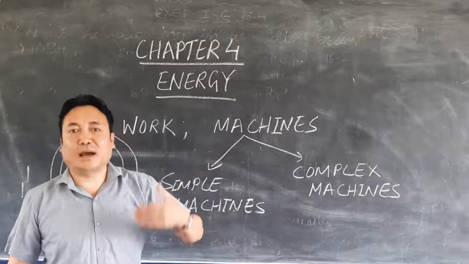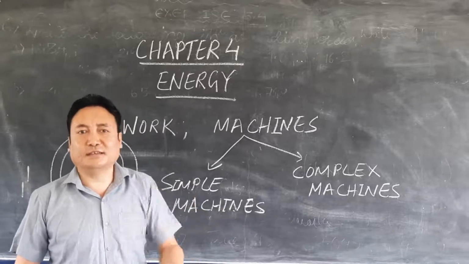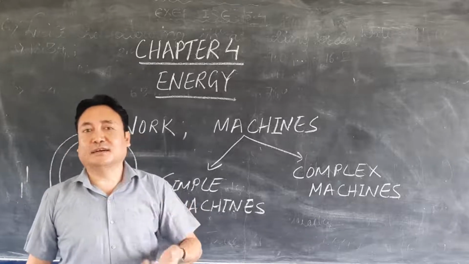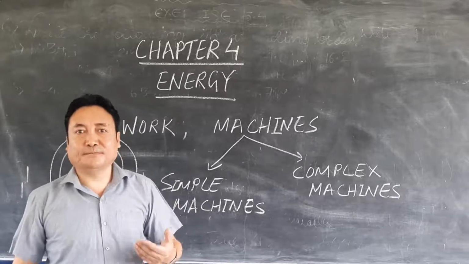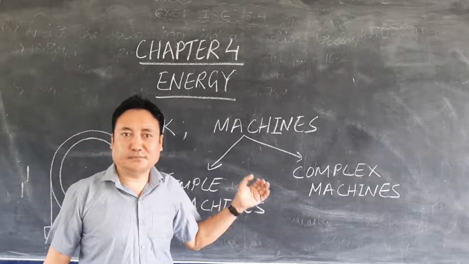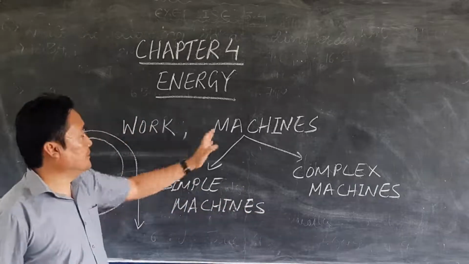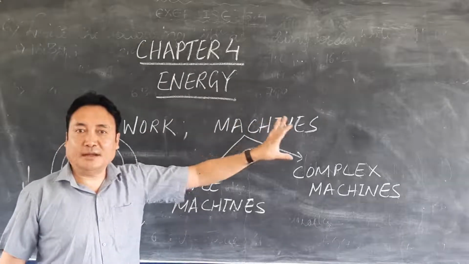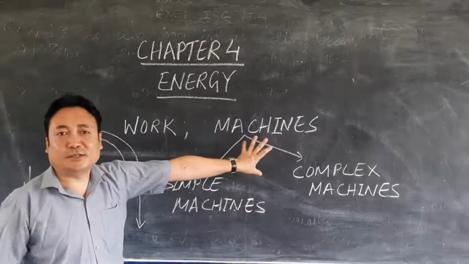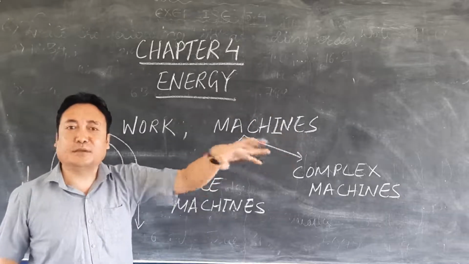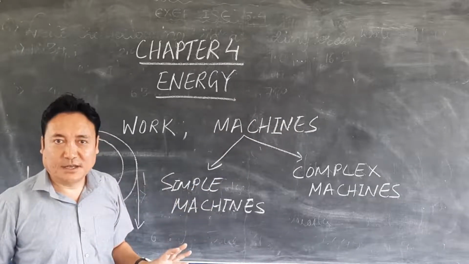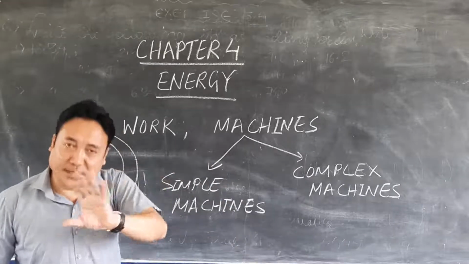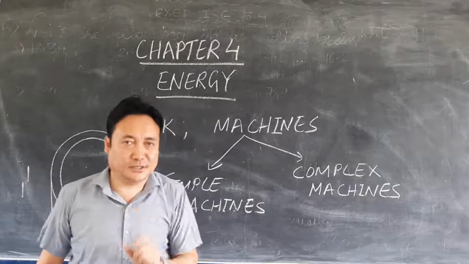Complex machines are bicycles, tractors, vehicles, and even electronic devices like refrigerator, television, electric appliances. All these are complex machines. So this is about work and machines, and I also gave you the definition of machines. A machine is a device which makes our work easier and faster. Now let us discuss some terms related to the machine.